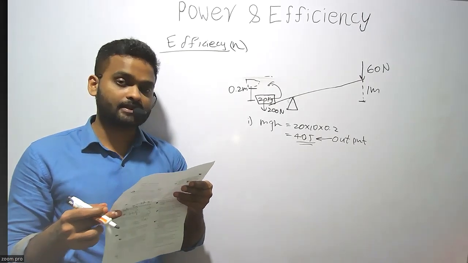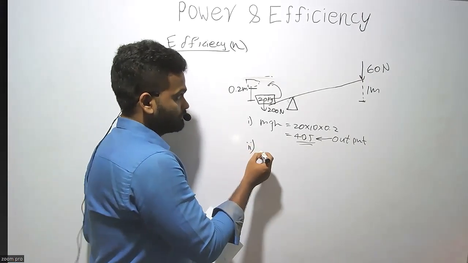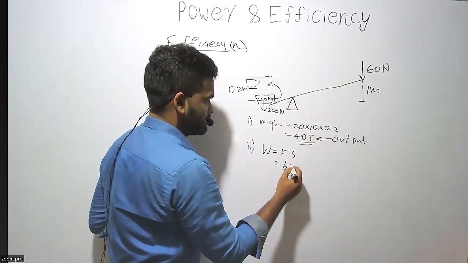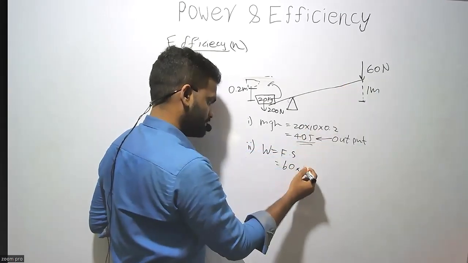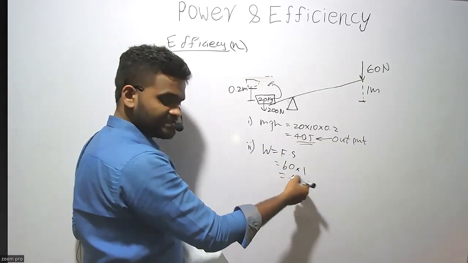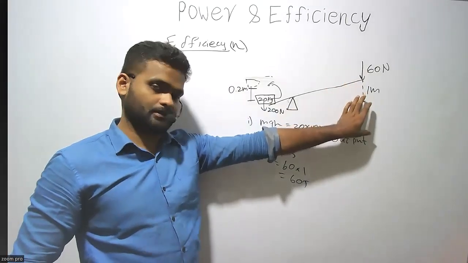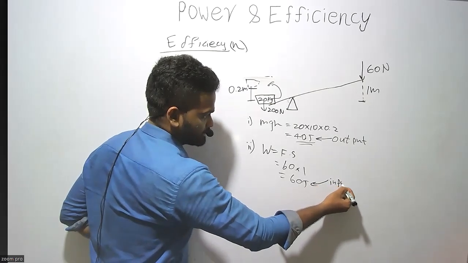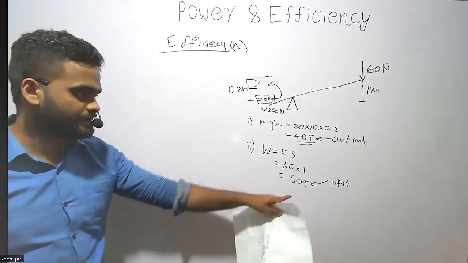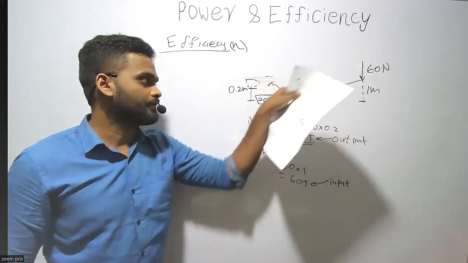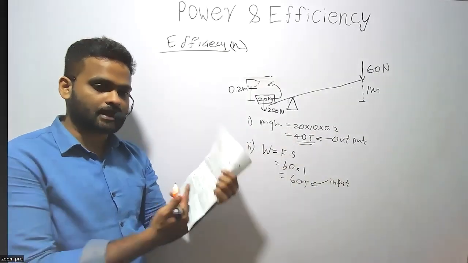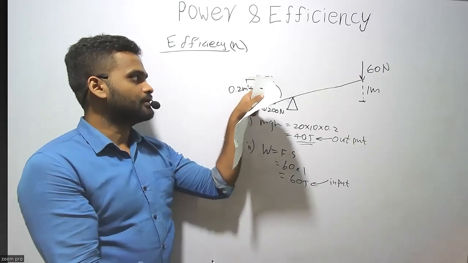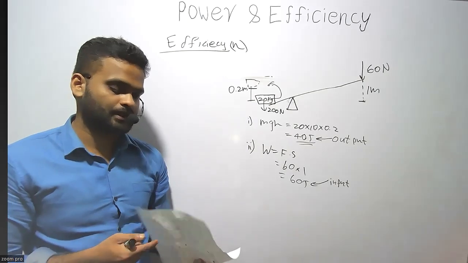Then the work done by the man. The force applied is 60 Newton, and he moves it 1 meter. So he is doing 60 joules of work on this lever. Can you understand? This is the input. The man provides the input, and that is the output. The final result, the useful work, is the stone moving from here to here.